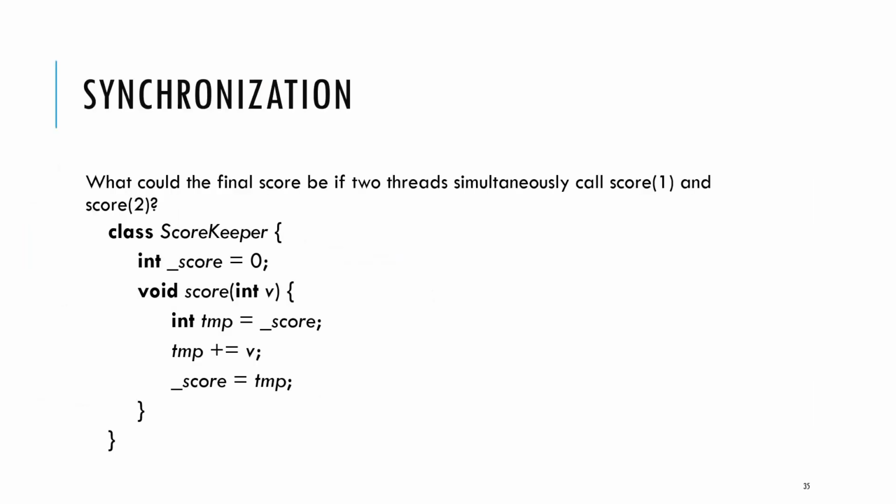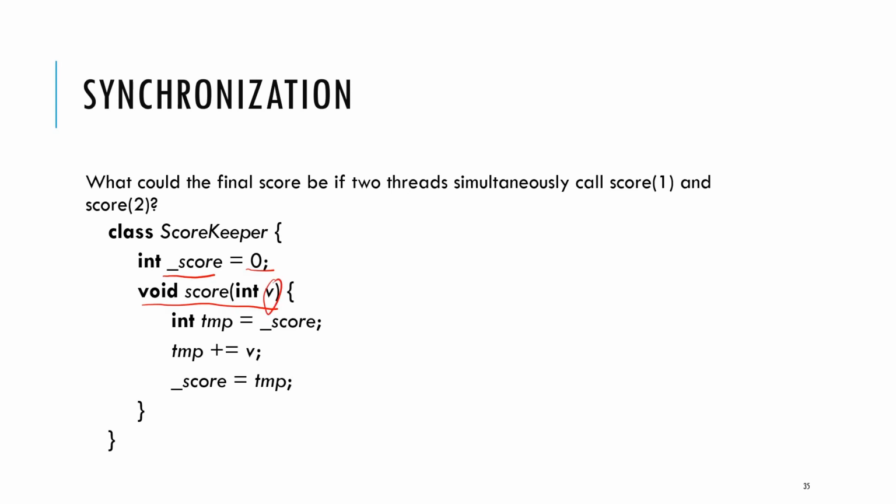In this video, I will be talking to you about thread synchronization. So imagine you have this class. It has a local variable, actually an attribute, sorry, that is initialized to 0. And we have an accessor to this attribute, a public or package accessor in this case, called score, that takes in a certain value and adds it to the score.